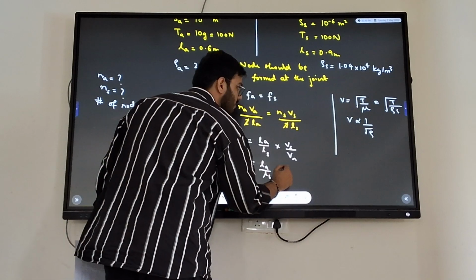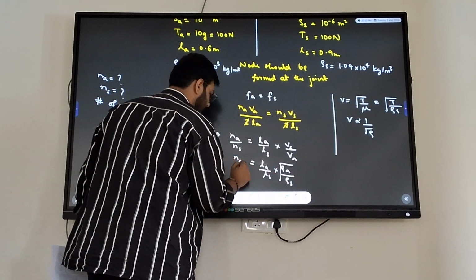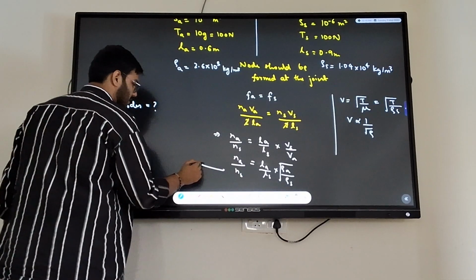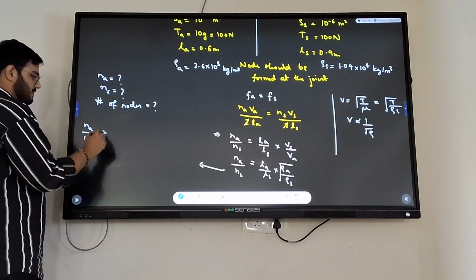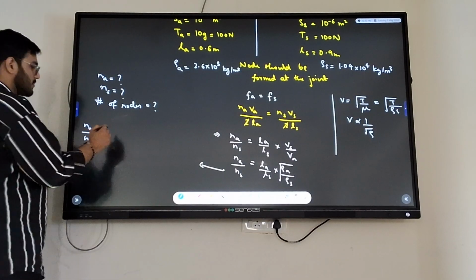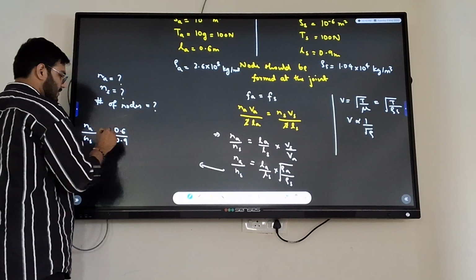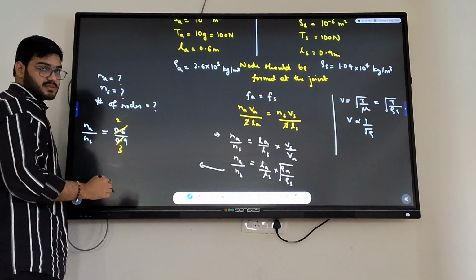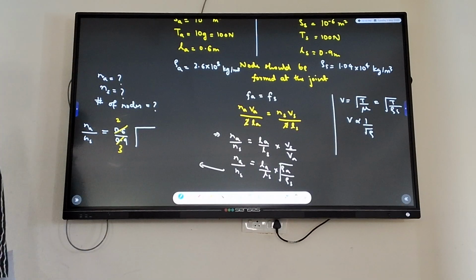That will be root of rho A by rho S. Yes or no? And this can be written like what? Na by Ns is La by Ls. What is La by Ls? 0.6 divided by 0.9. And I think this will be 2 by 3. It's about direct. And then roots. Root rho A by rho S.